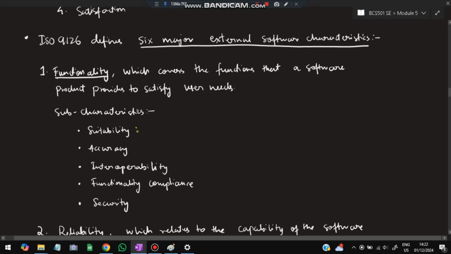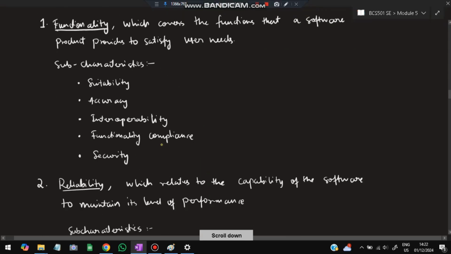Suitability: is the product suitable or not. Accuracy: is it there or not. Interoperability: is it able to operate in different environments. Functional compliance: is it able to fulfill the functionality it claims or not. Security: is it secure or not. These are the sub characteristics which make up the functionality.